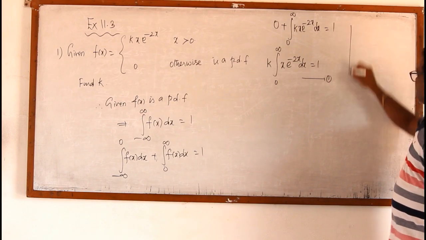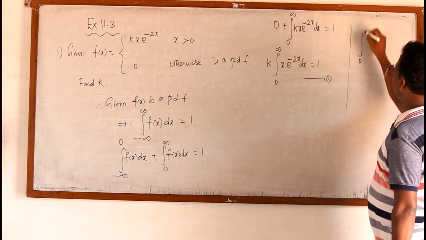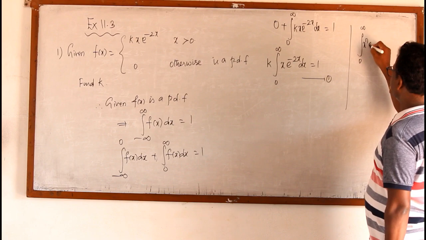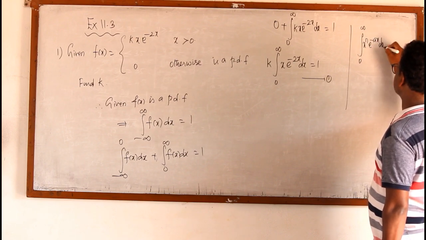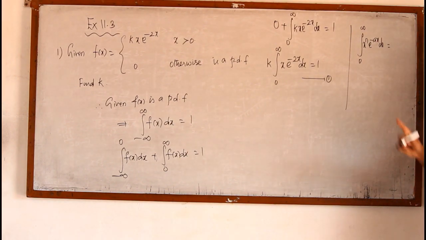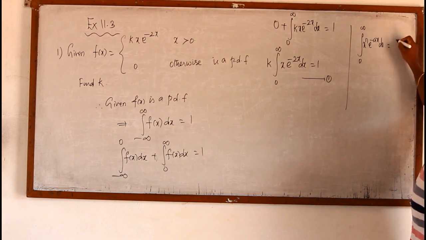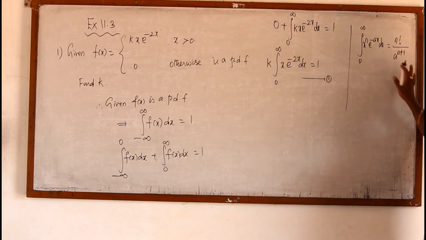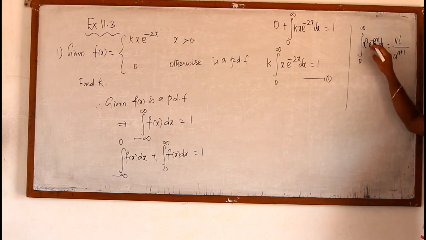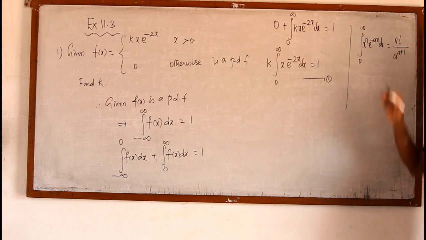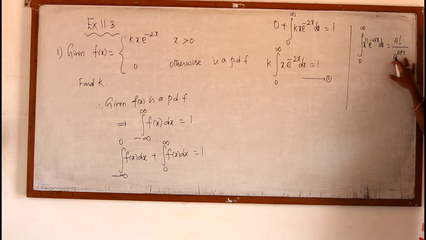Now this is of the form integral 0 to infinity x power n into e power minus ax dx. This form is called a particular case. By the particular case of gamma integral, we can write this as n factorial by a power n plus 1, where n is the power of x, and a is the number which is coming with x in the e power minus ax.